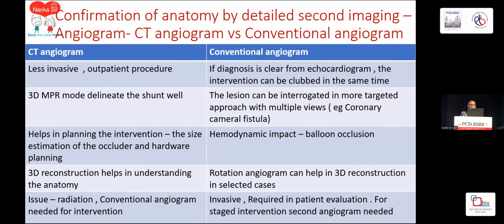Conventional angiogram, if we are very sure about our procedure, how we are going to do it, from the echo we can directly take the patient to the cath lab. The lesion we can see in multiple views. We can do balloon occlusion to understand the hemodynamic impact of that procedure. And in selected cases, we can do rotational angiogram, but it is invasive. So once we have taken the patient to the cath lab, it means we have committed to do something.